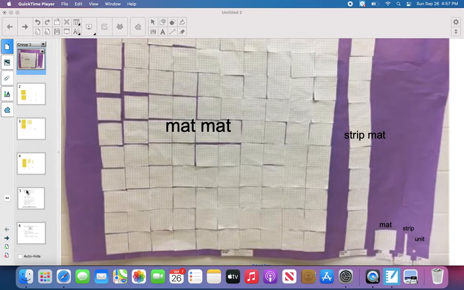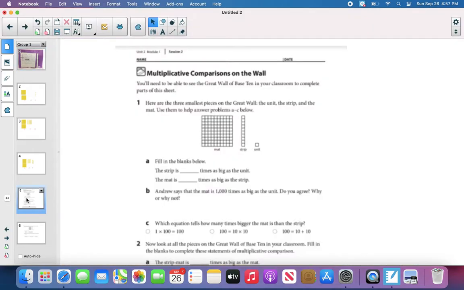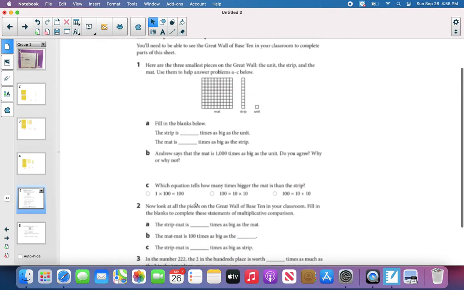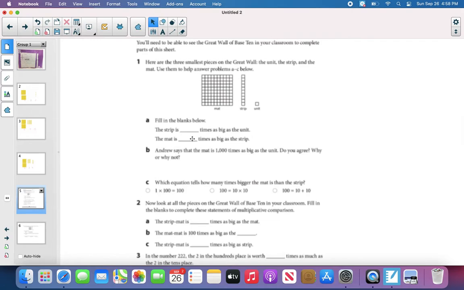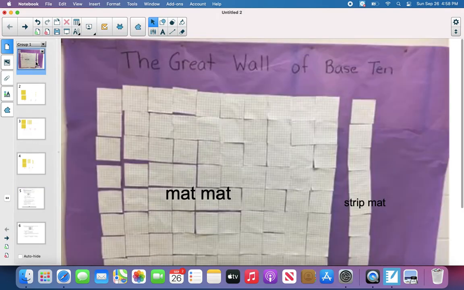We are going to be working on this worksheet, Multiplicative Comparisons on the Wall. This is Unit 2, Module 1, Session 2. So the wall is that great base 10 wall, and when we're talking about multiplicative comparisons, we're talking about things like this here. Blank is blank times as big as. Okay, we're comparing it.